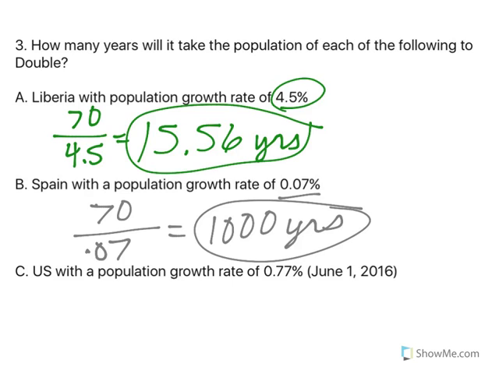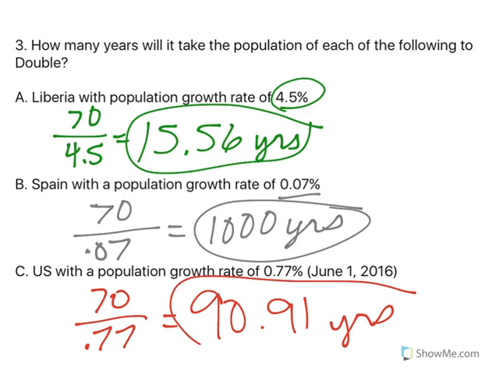Now, I threw in the U.S., it's not on our sheet, but I looked this up on Google yesterday, and I found that the U.S. has a current population growth rate as of June 1st of 0.77%. So if we take 70 and divide it by 0.77%, we are going to double our population in approximately 90.91 years, so roughly 91 years. Meaning, if you have a baby right now, and your baby lives to be 91, which is possible, people can totally live to be 91, in that baby's lifetime, from the time they're born to the time they die, the population of the U.S. could double.